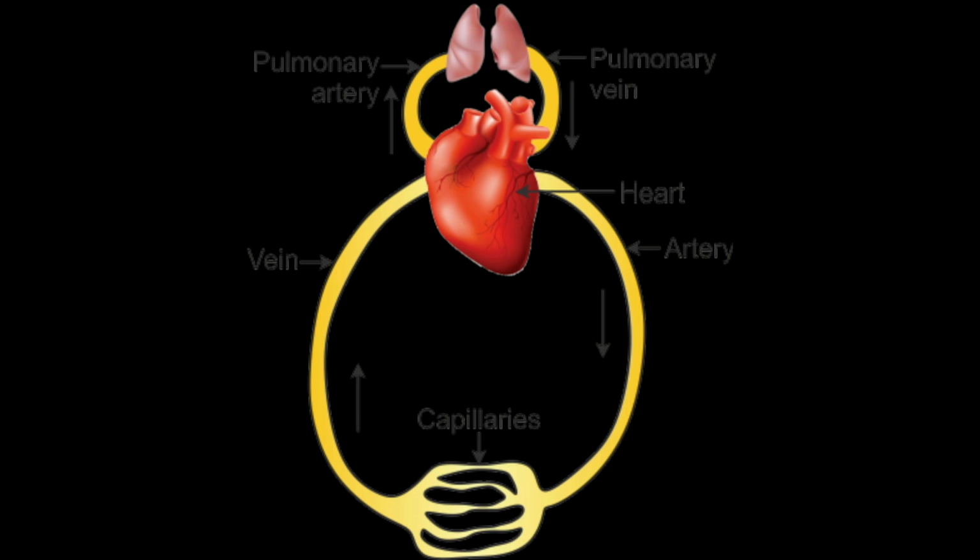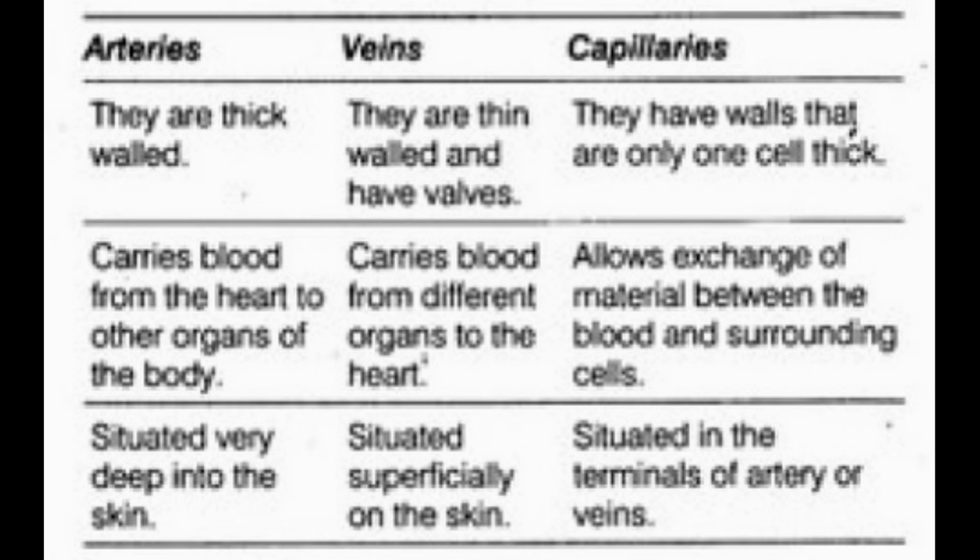So these are the main parts. Artery takes the blood from the heart to different parts of the body, vein takes the blood from different parts of the body to the heart, and then these blood vessels again divide into branches, which are known as the capillaries. So in the slide you can see the difference between arteries, veins and capillaries. The arteries are thick-walled while veins are thin-walled and have valves. Capillaries have walls that are only one cell thick, and they are very small.